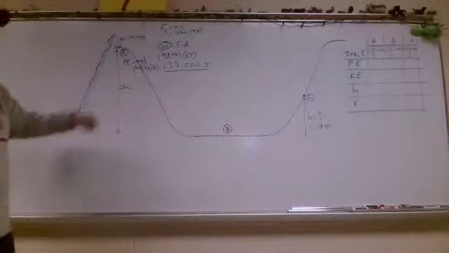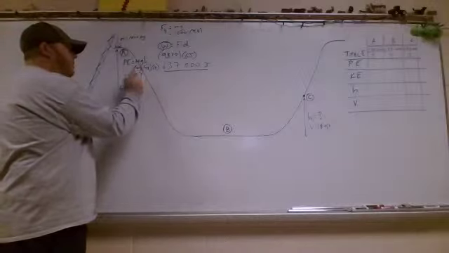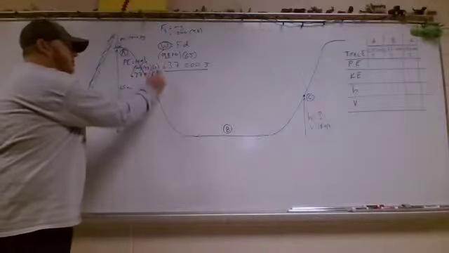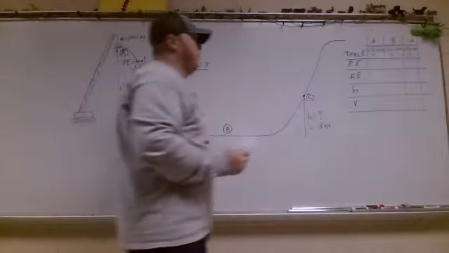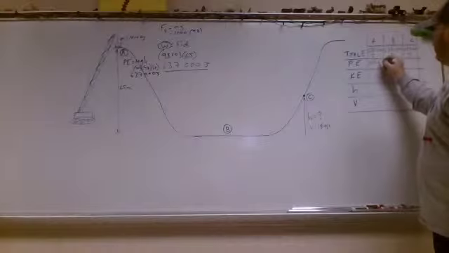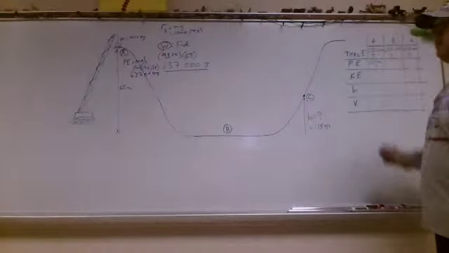What do we get here? We get 637,000 joules. So the potential energy at point A is also 637,000 joules.